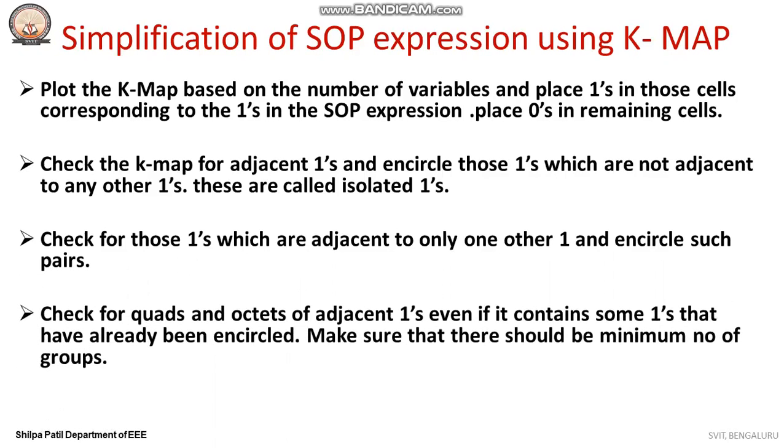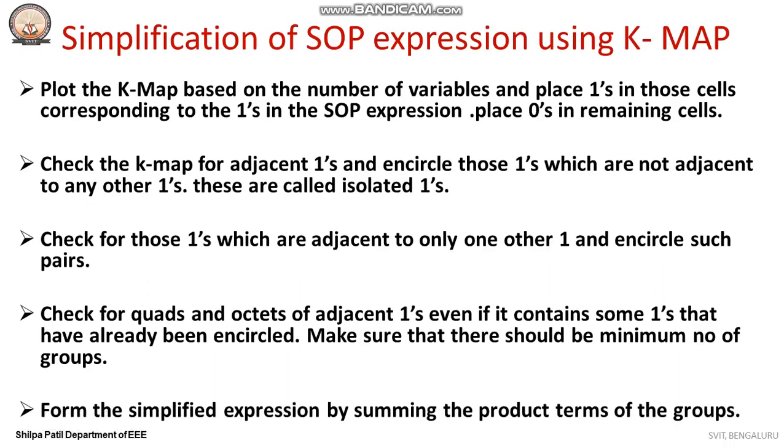Then we will search for quads and octets of adjacent ones. Then we will group the octets and the quads and make sure there is a minimum number of groups. Then write down the simplified expression for all the groups. By summing the product terms of all the groups, we will get a simplified expression using the K-map. So these are the steps to be followed while solving the expression.